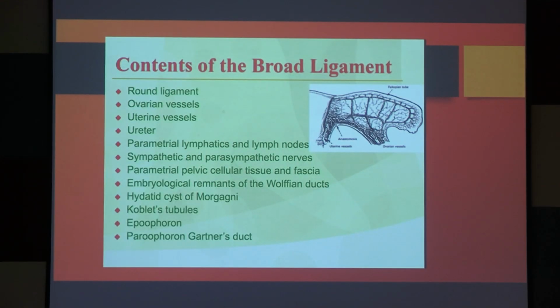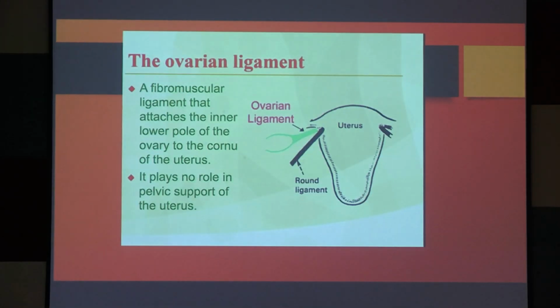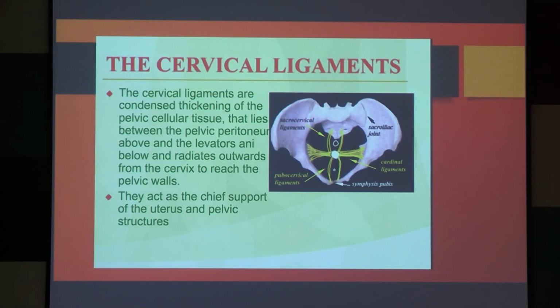Broad ligament, you see the contents of the broad ligament, the ovarian ligament, everybody. This is the diagram: Mackenrodt's ligament, this is the uterosacral, this is the pubocervical.